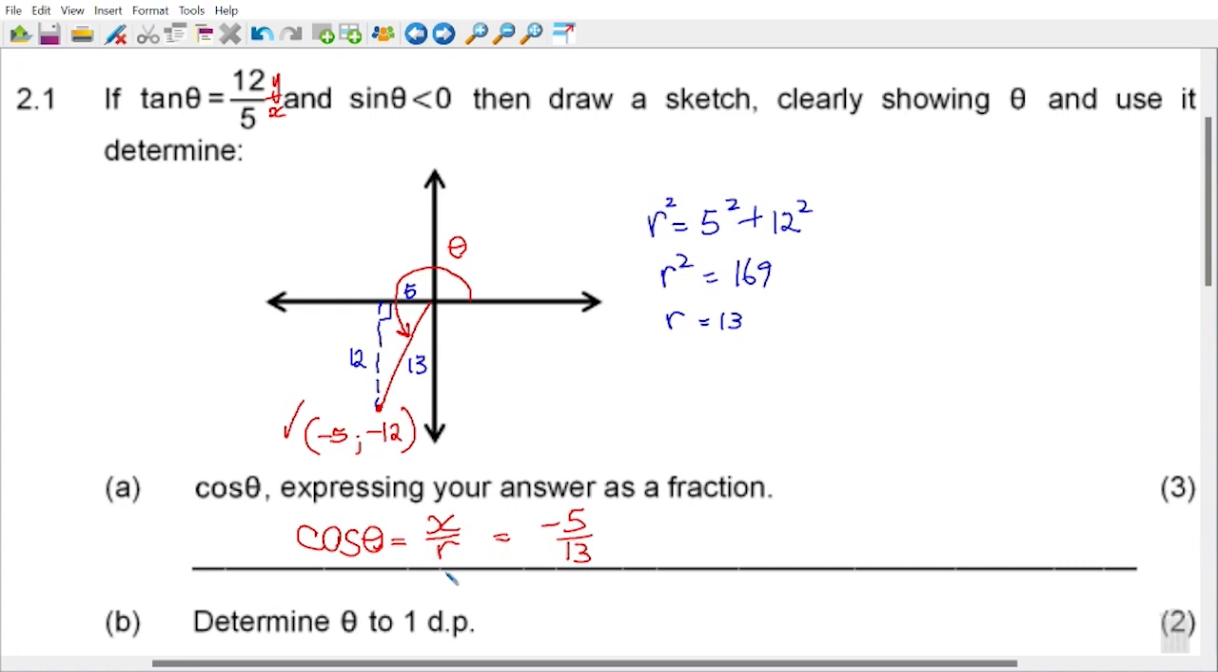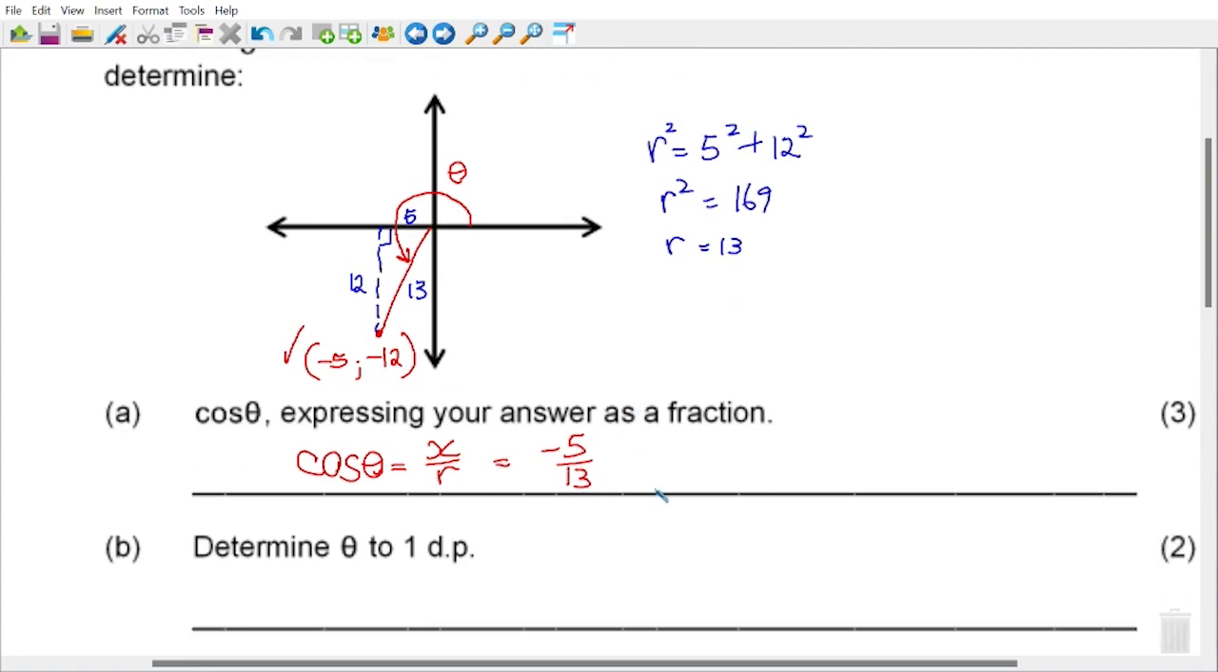Okay, then it says determine theta to 1 decimal place. And I want to show you here that in fact we can work out what I like to call a key angle. All right, it's not my answer. It's just a step in the process of finding the answer. And when I work out a key angle, I'm going to undo the trig ratios.